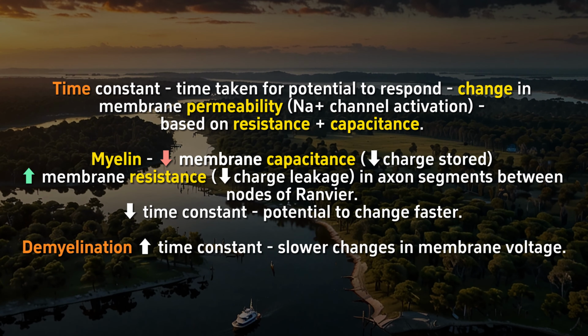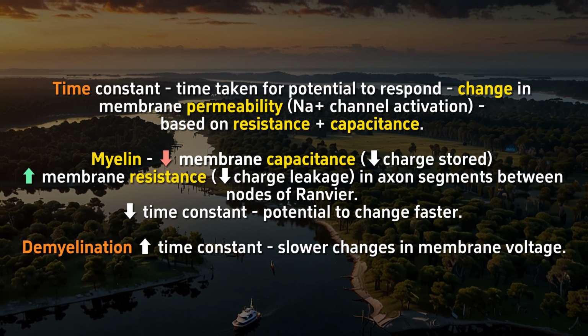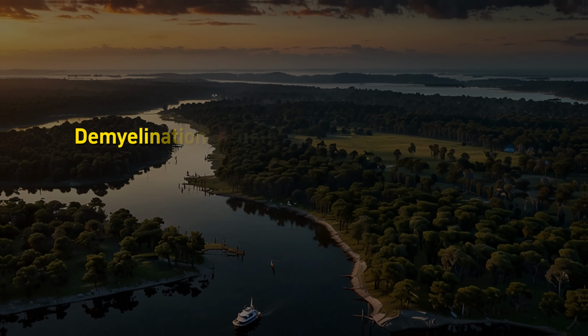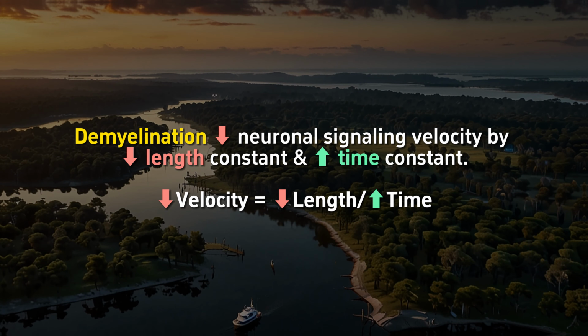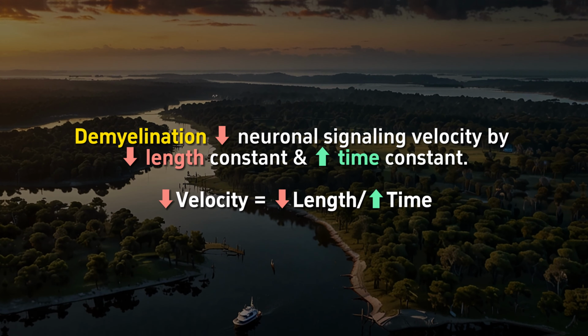Myelin decreases membrane capacitance, reducing the amount of charge stored by the membrane, and increases membrane resistance, reducing charge leakage through the membrane in axon segments between the nodes of Ranvier. This reduces the time constant and allows the membrane potential to change faster. Demyelination would increase the time constant and result in slower changes in membrane voltage. Therefore, demyelination decreases neuronal signaling velocity, both by decreasing the length constant and increasing the time constant.